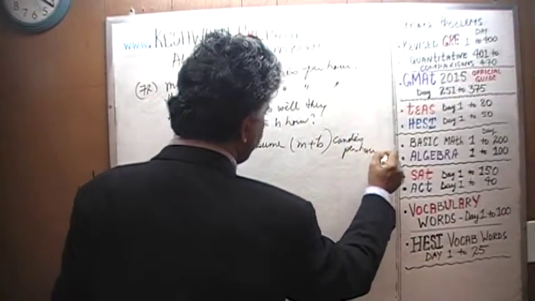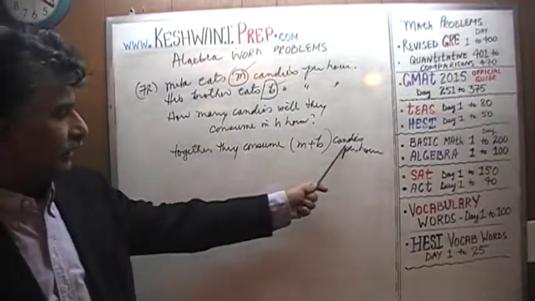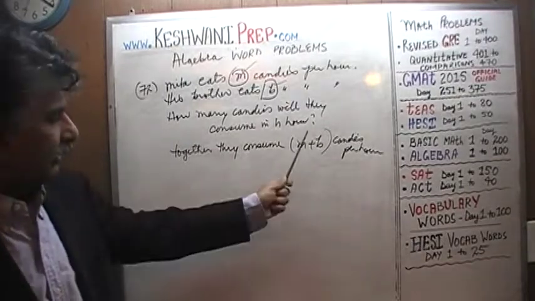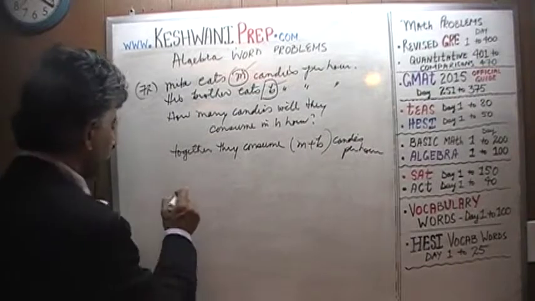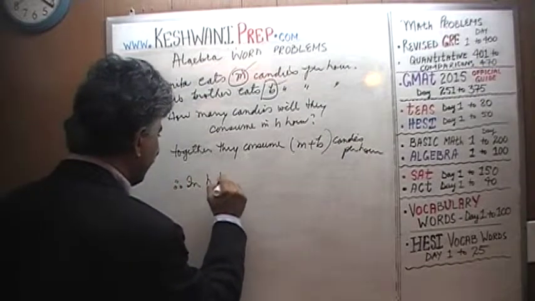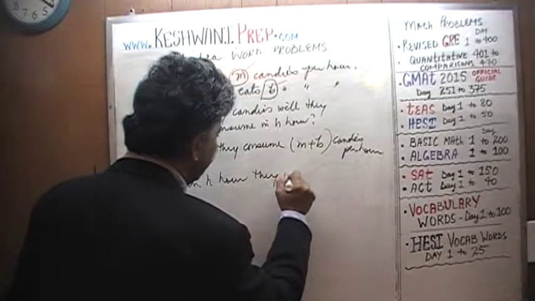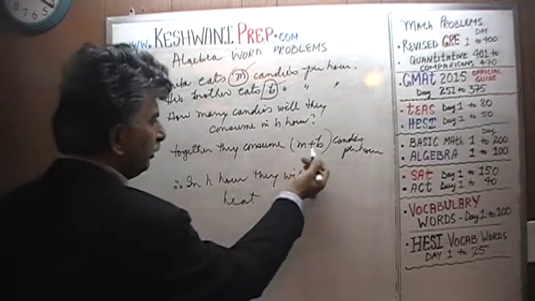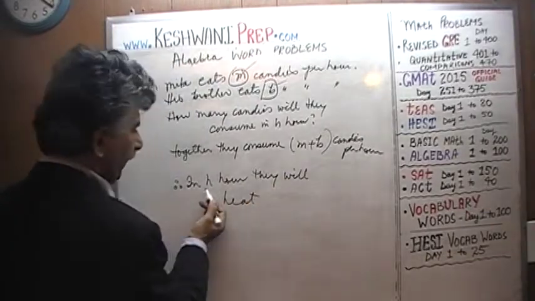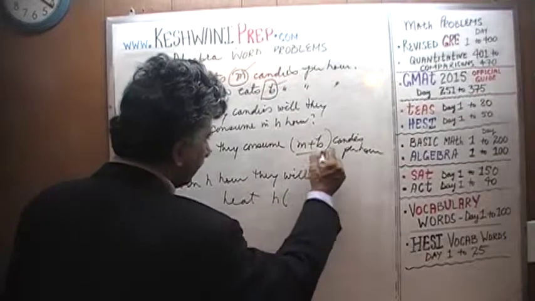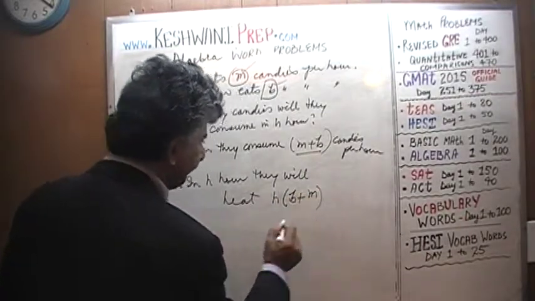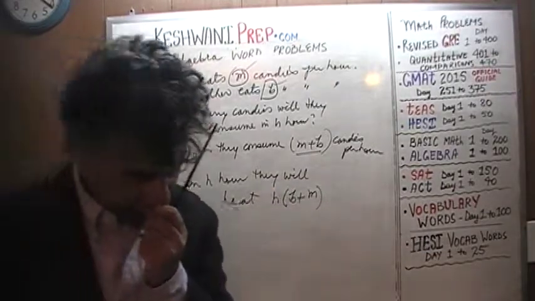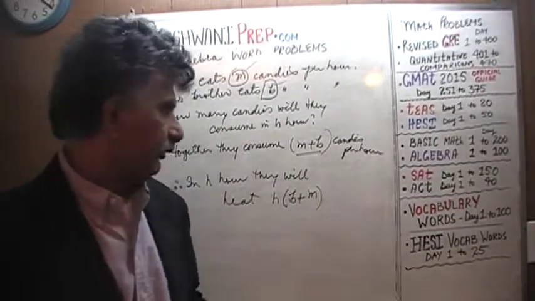per hour. Well, if this is how many candies they eat in 1 hour, in 2 hours they will eat twice as much. In 3 hours they will eat three times the amount. In 10 hours they will eat 10 times the amount. In h hours, they will simply eat h times this quantity, which I'm going to write as b plus m, because you're always supposed to write in alphabetical order. So h times b plus m candies is how many they will eat in h hours.